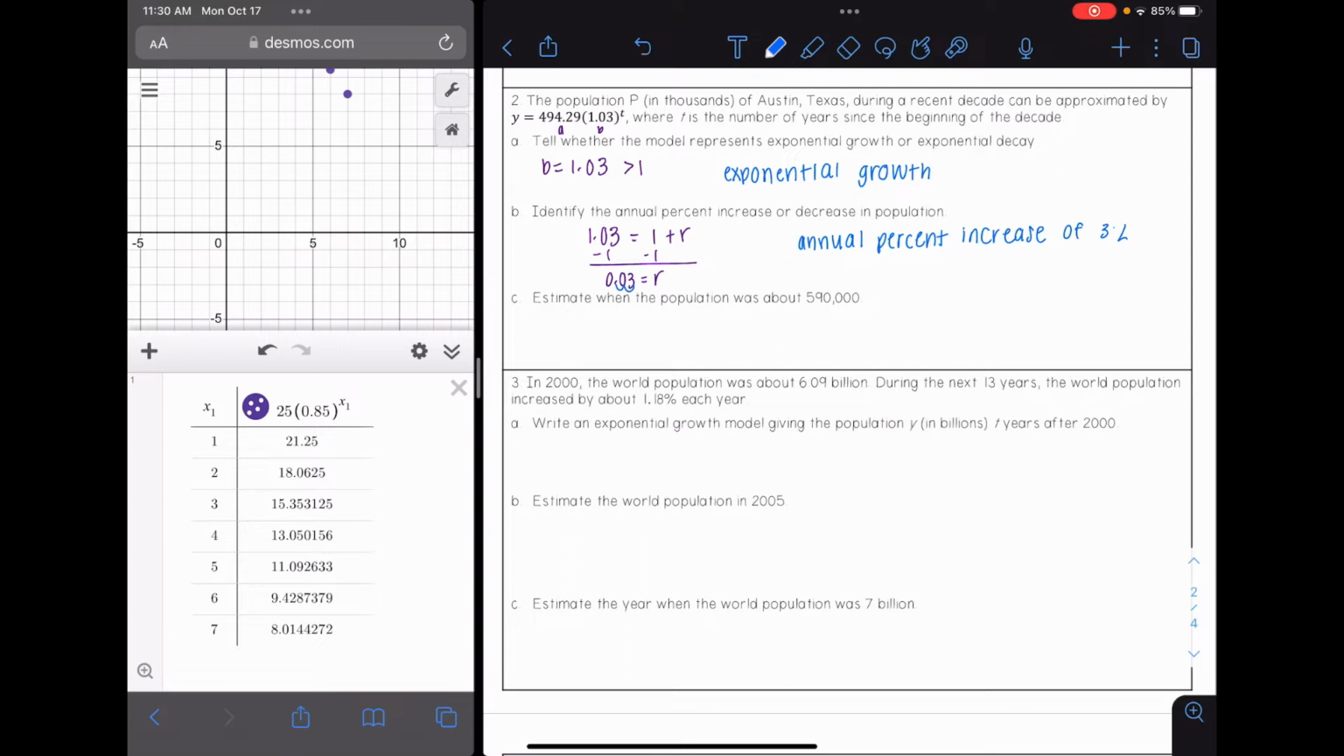Okay, now it says to estimate when the population was about 590,000. So this one again, our function is in terms of thousands. And so that means I'm looking to see when y is equal to 590. So I'm looking to see when 590 is equal to 494.29 times 1.03 raised to the t.